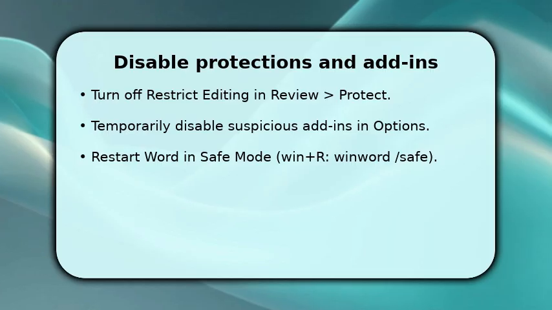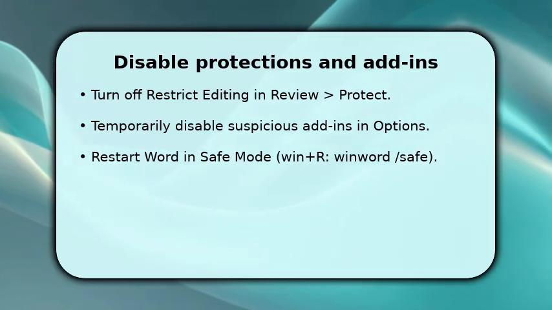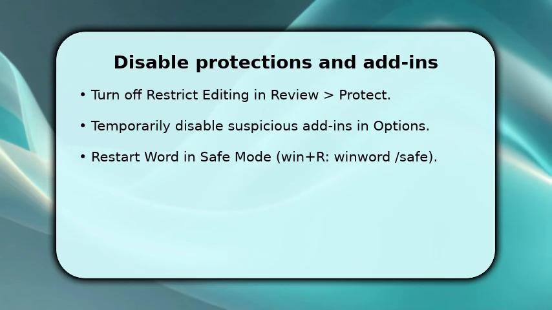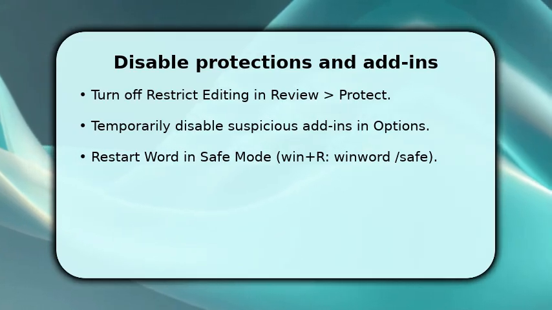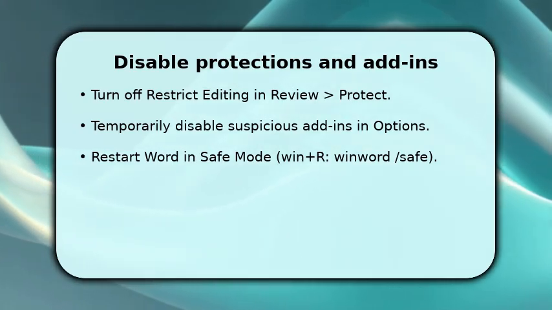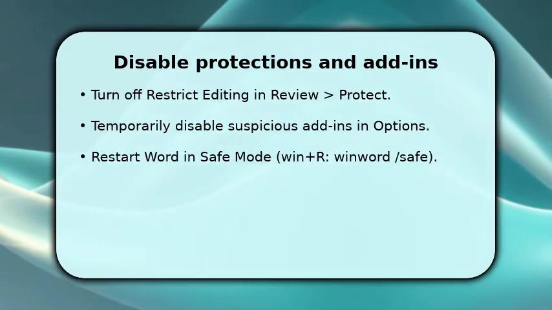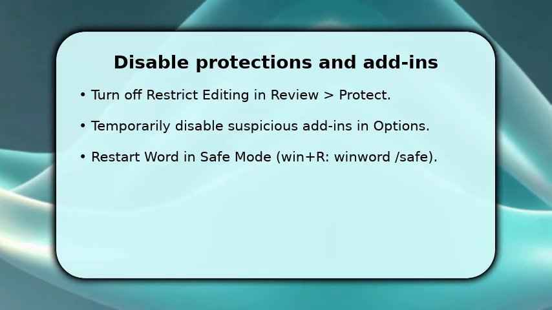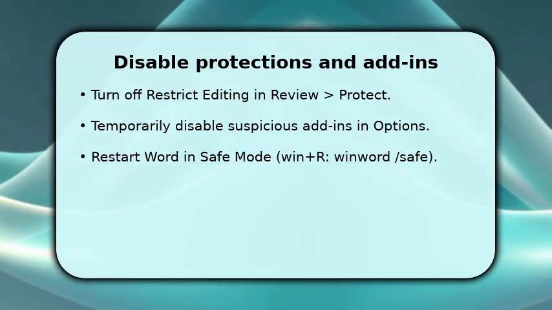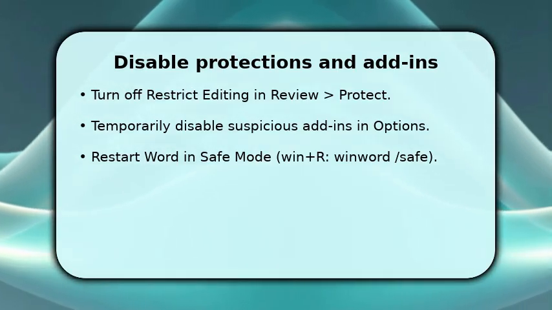If that fails, go to File, Options, Add-ins and disable COM or Template add-ins one at a time, because a rogue add-in can intercept selection events. To test quickly, restart Word in safe mode using Run, WinWord /safe. In safe mode, most add-ins are bypassed, confirming whether extensions cause the issue.